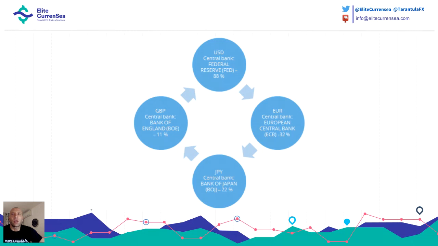Of course, there is also a GBP. So market moves in correlation. There is always correlation between these four major currencies, and these four major currencies shape the nature and the movement of the Forex market.